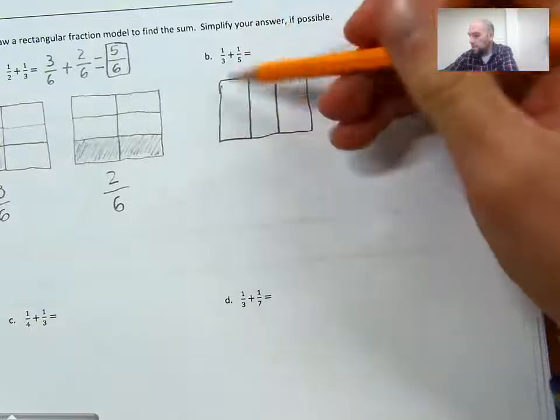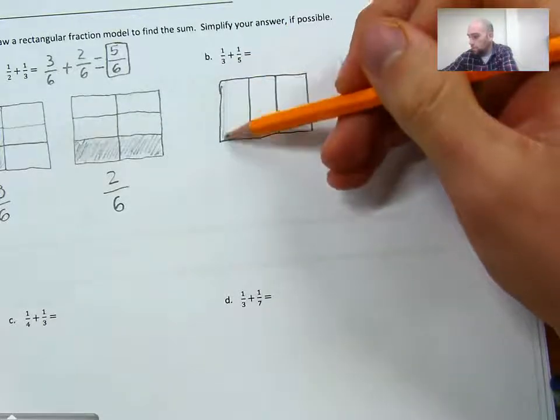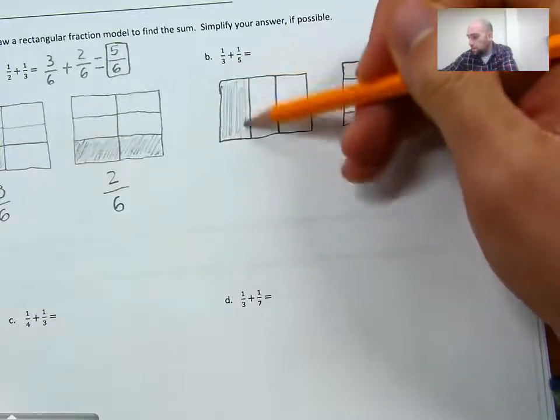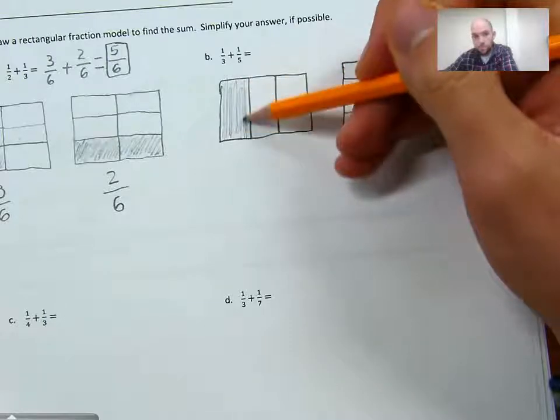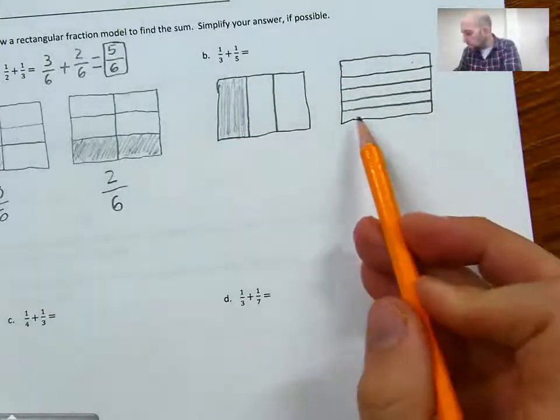Now I need to shade in 1 part on each. So I have 1/3 here, and I have 1/5.